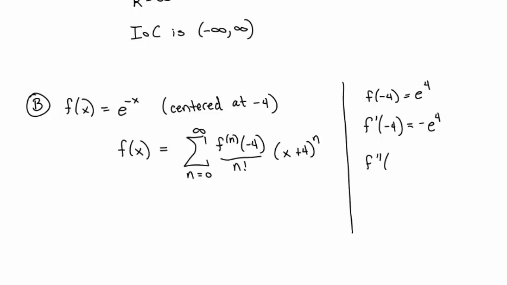And the second derivative evaluated at -4, well, that's actually going to be a positive e to the negative x. So this is going to be a positive e to the 4. And you can see that this pattern will repeat. It alternates back and forth between positive e to the 4 for even values of n and negative e to the 4th for odd values. So this polynomial expansion, n equals 0 to infinity, has an alternation in it.